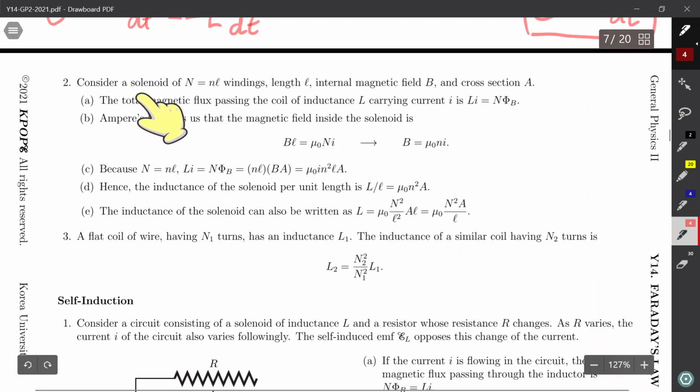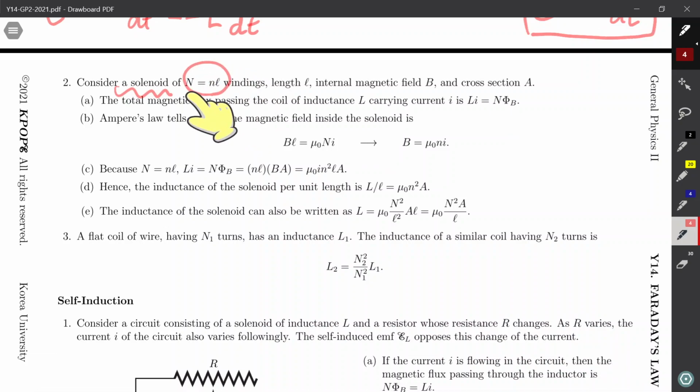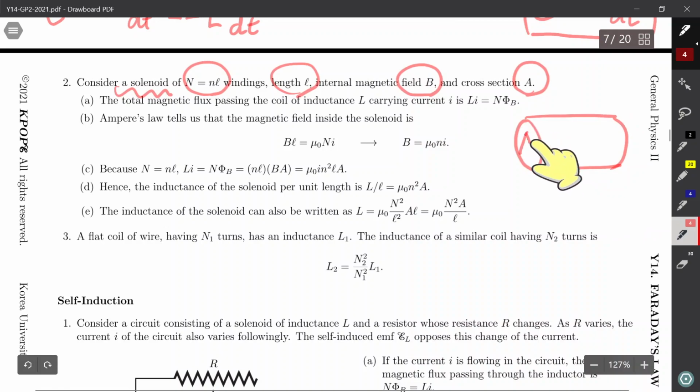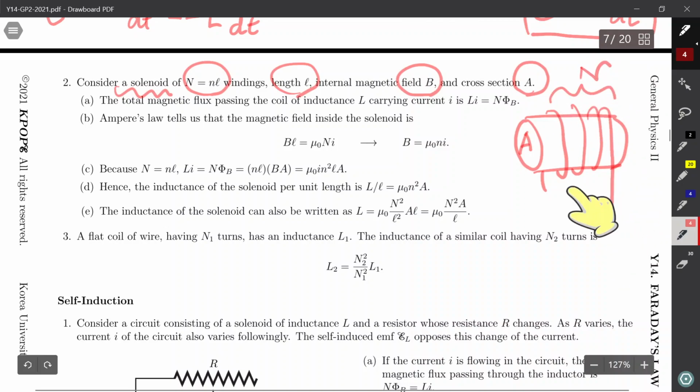We can consider a solenoid of N windings. Here L is the length and small n is the number of windings per unit length. We assume that there is an internal magnetic field B and the cross-sectional area is A. We have a solenoid with N turns, the length is L, and current I is flowing.